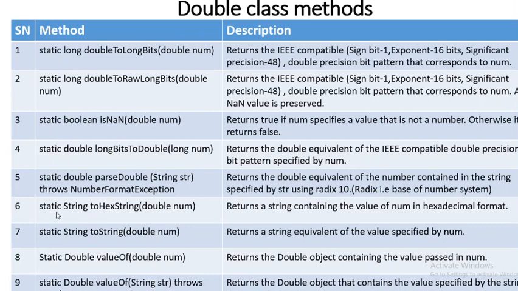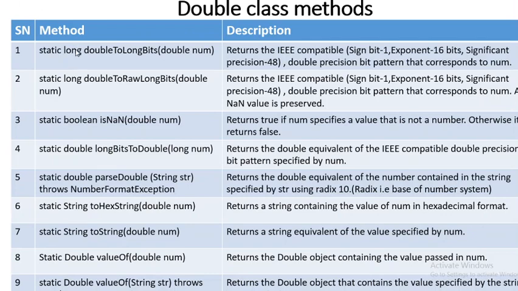These are the methods of the float wrapper class. Methods of all these classes are very similar. We will see one by one. Again, all these are static methods. That is, to call this method, you need to use wrapper class name double, like double dot, double to long bits, double dot, double to raw long bits, double dot, is NaN, like this. So we will see one by one all these methods.